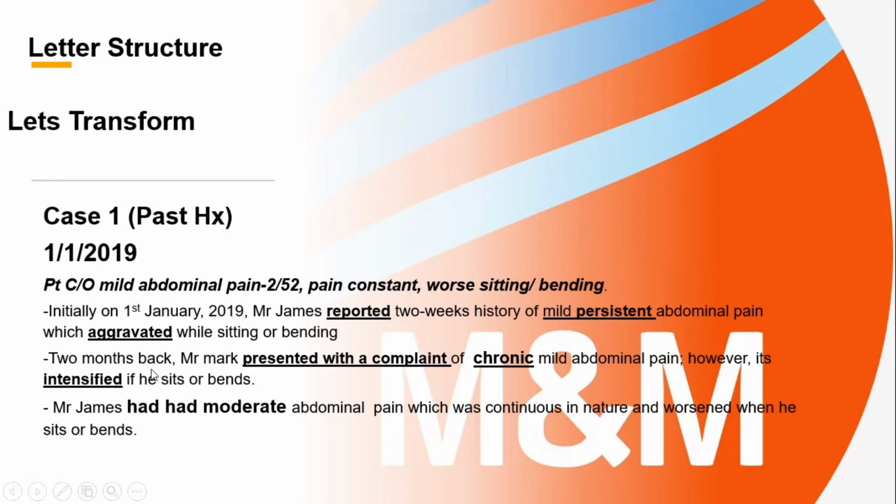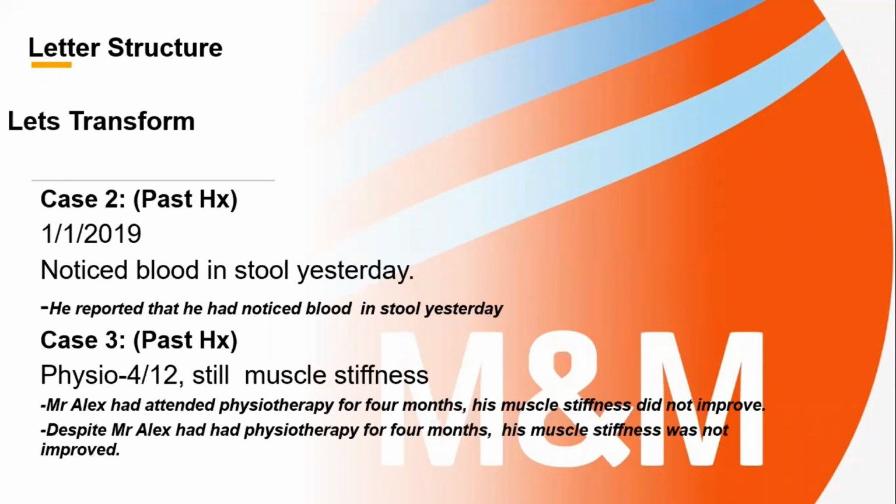The second example: 2 months back, Mr. Mark presented with a complaint of chronic mild abdominal pain. However, it intensified. We can change the language. Then Mr. James had moderate abdominal pain, if it's in the past tense, which was continuous in nature and worse when he sat or bent. Another example: he reported that he had noticed blood in his stool yesterday. Mr. Alex had attended physiotherapy for 4 months. His muscle stiffness did not improve. Or maybe another one: despite Mr. Alex having had physiotherapy for 4 months, his muscle stiffness was not improved.